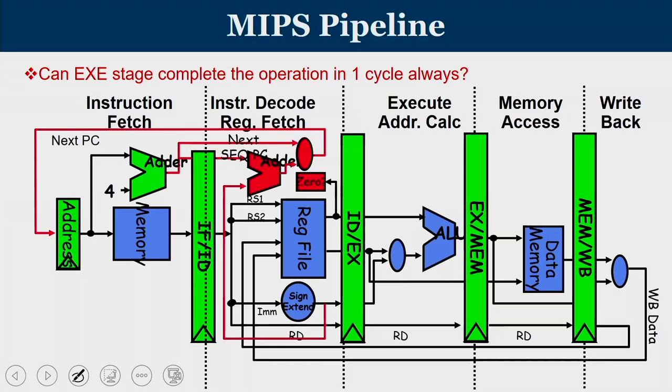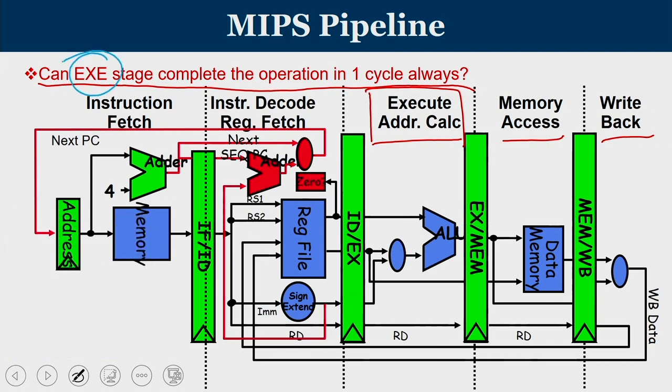So this is the conventional 5-stage MIPS pipeline that we were seeing over the last 5 lectures. We have seen that in one cycle the instruction fetch has to be over, and in one cycle instruction decode and the register fetching should be over, and in one cycle the instruction execution or calculation of address, memory access and write back. So we are assuming that all these 5 stages will take only one cycle each. So far we did not think much deeper about this question: can everything be over in one cycle? Let us ask one specific question: can the EXE stage complete the operation in one cycle always? That is a challenging question that we are going to see.